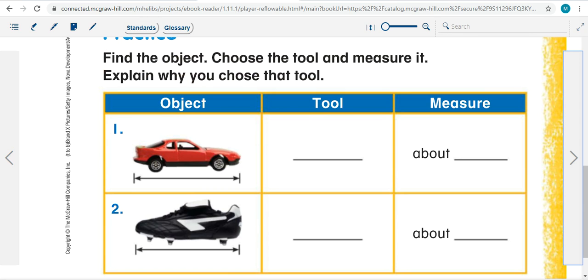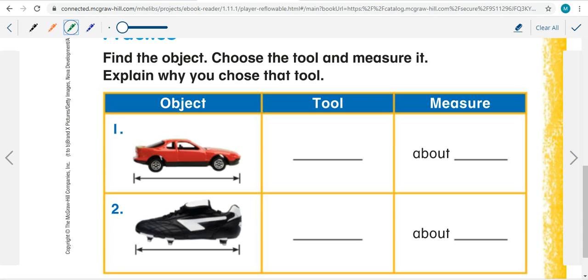This one is a toy car. It's not a real car. So which tool would be better to measure it? Okay? It's a small object, so we use a ruler. Okay, now if you have a toy car in your house, you can measure it and then you write how long is the toy car in here.